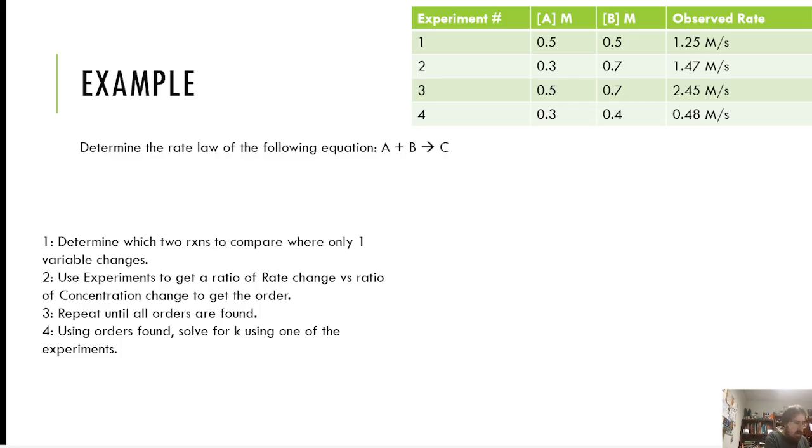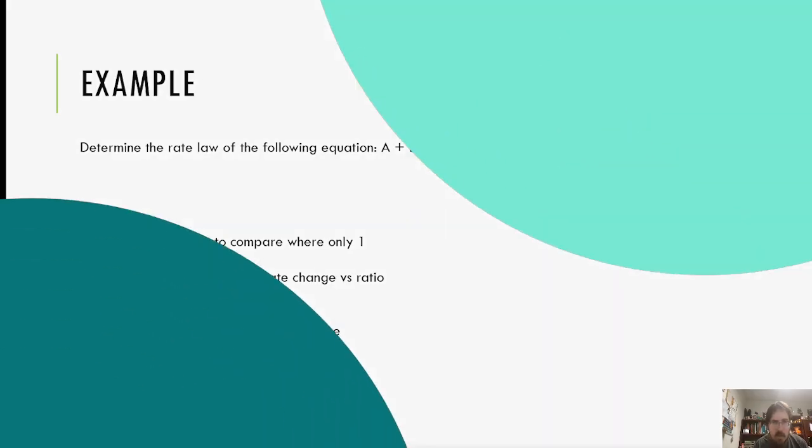So look, I'm going to have to write down these numbers real quick. 0.5, 0.5, 1.25. 0.3, 0.7, 0.5, 0.7, 0.3, 0.4. 2.45 and 0.48. I'm just writing those down so when I switch over to the dock cam, we can see this. Okay, looking at the dock cam.